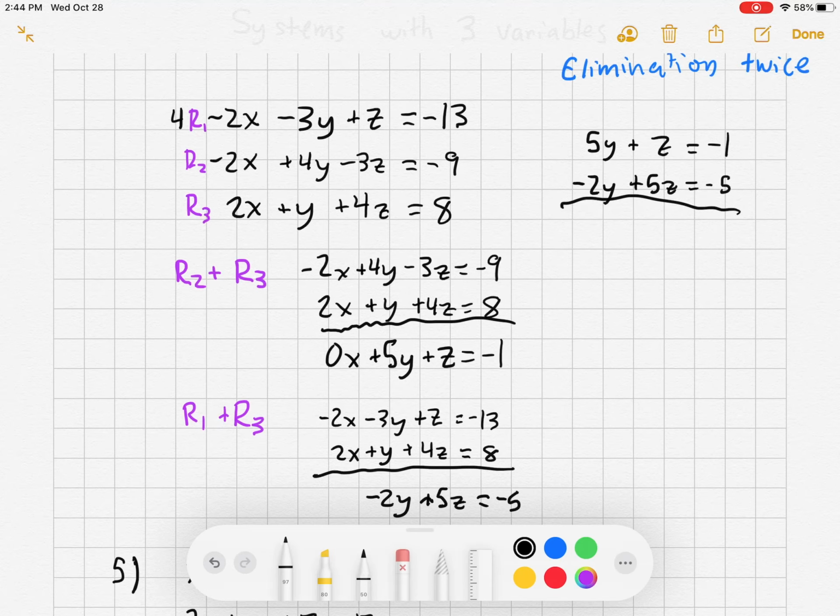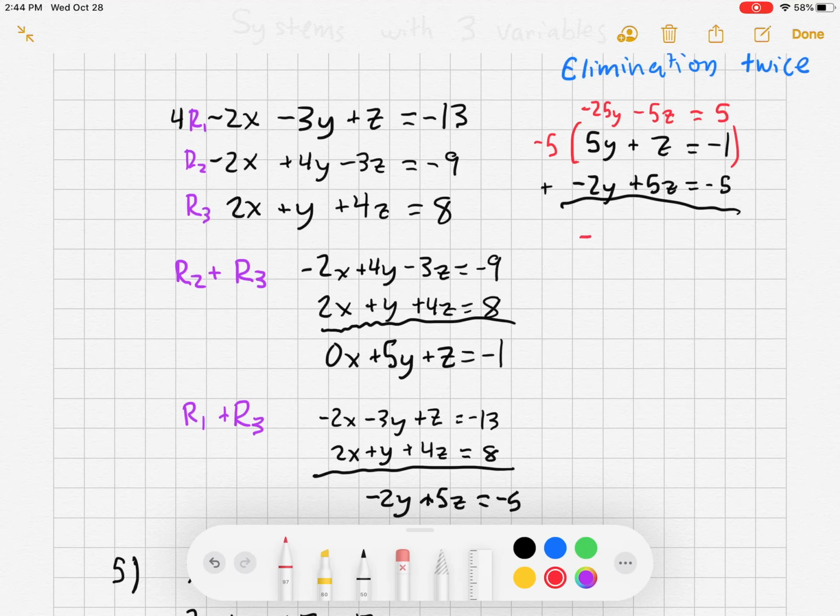Now we have something that looks very familiar to us. This should seem quite similar to something we've done before. Let's go ahead and solve that the way that we know. Looking at the top row, I see that we have no coefficient in front of the z. So I think I'm going to multiply that row to make it so it adds to the second one. So let's go ahead and multiply everything here by -5. So that'll be -25y, -5z, and +5 there.